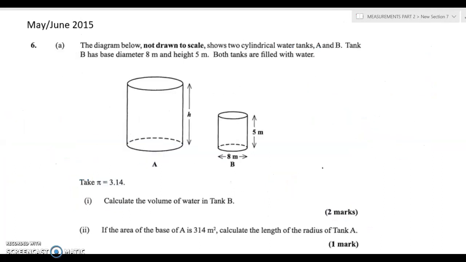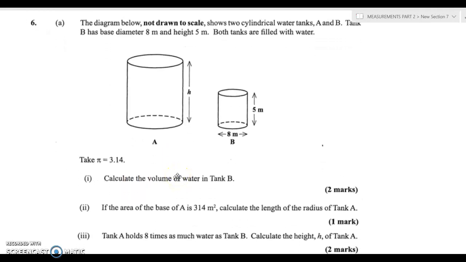And now we have another question, May/June 2015, number 6. The diagram below, not drawn to scale, shows two cylindrical water tanks, A and B. Tank B has a base diameter of 8 and height 5. Both tanks are filled with water. Calculate the volume of tank B. So I will do it at the side here.